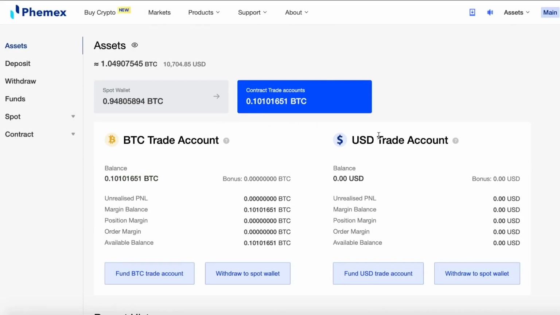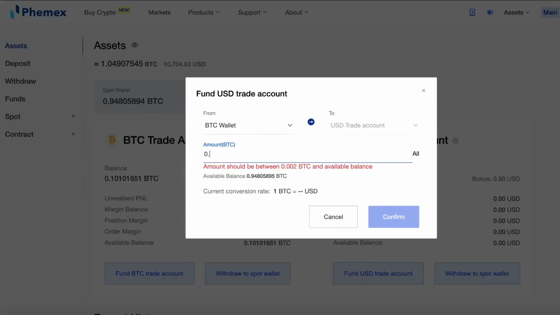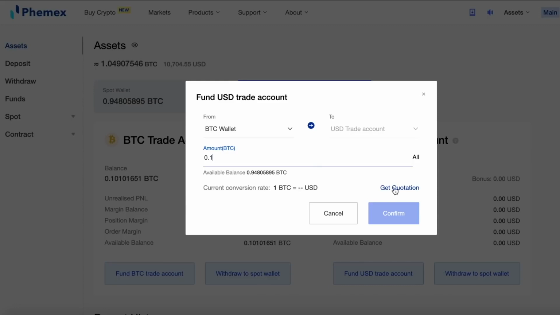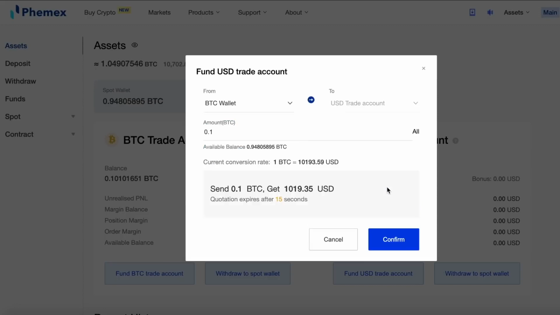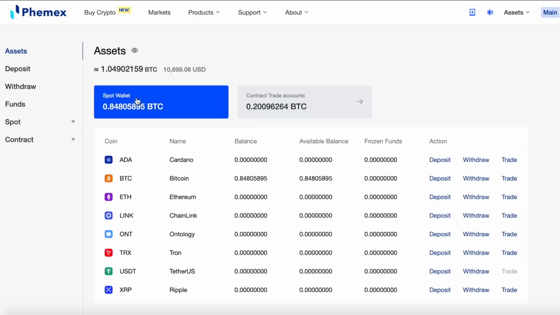If I want to trade Ethereum or gold, I have to fund my US dollar account. It is currently 0. So the same goes here. Click fund USD trade account, and let's say we want to fund it with another 0.1 Bitcoin. We have to actually click get quotation here to get the conversion rate, and then you just click confirm. And there you go. Now I have 0.1 Bitcoin in my US dollar account and 0.1 Bitcoin in my Bitcoin account. And this Bitcoin came from the spot wallet. So now my spot wallet only has 0.84 Bitcoin left. I hope I didn't make that very confusing.